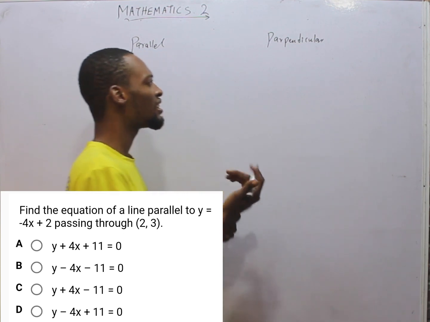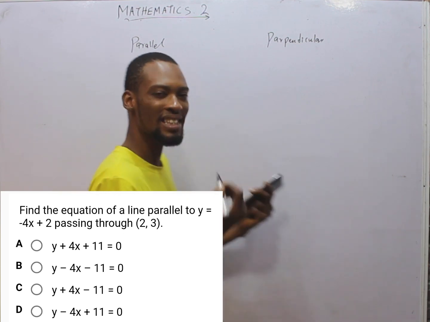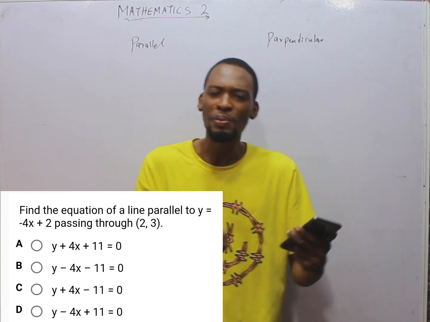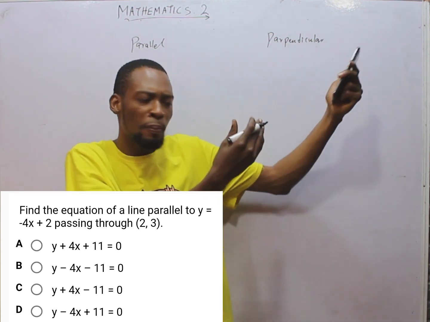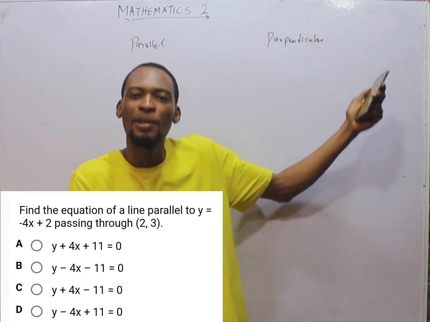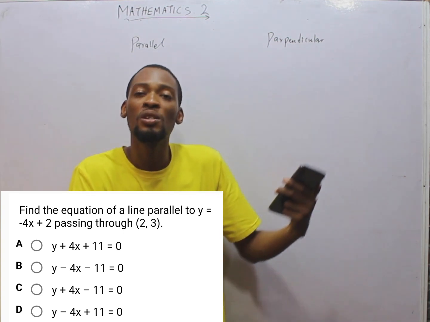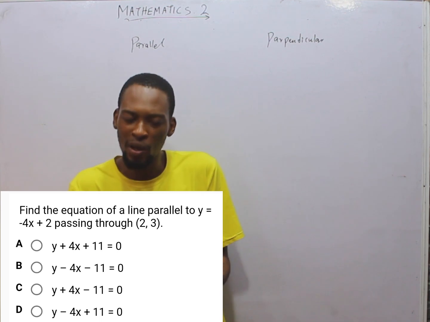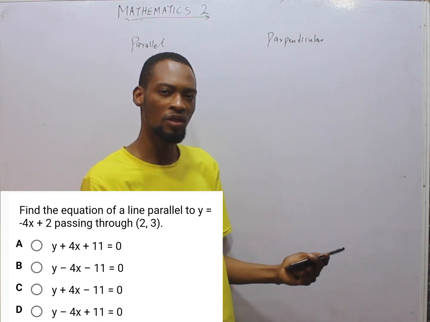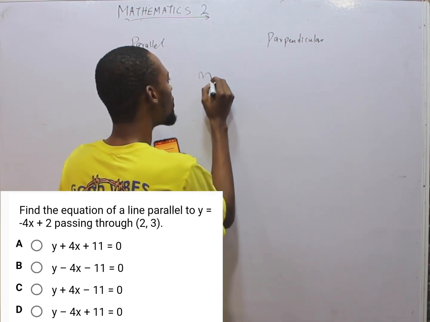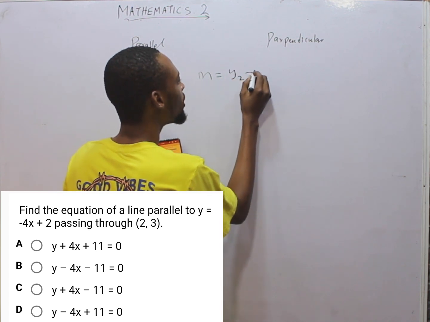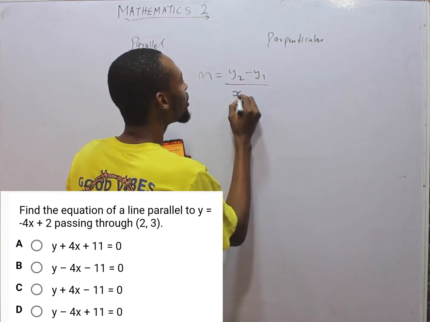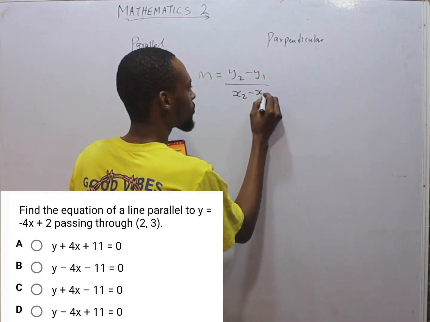Given any line, the gradient is simply dy/dx. Remember, differentiation speaks about gradient. In fact, if you are plotting a graph in your physics lab, you will be asked to look for the gradient, which is also called slope. And slope is simply y2 minus y1 over x2 minus x1. So gradient m is equal to y2 minus y1 over x2 minus x1.